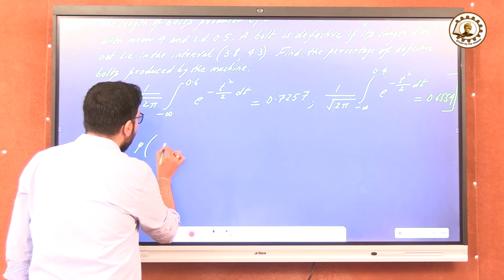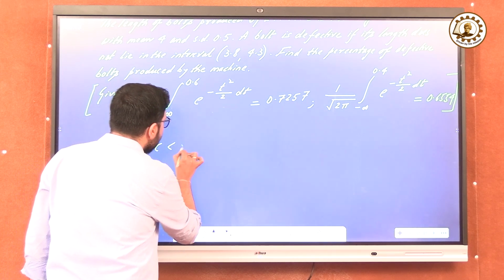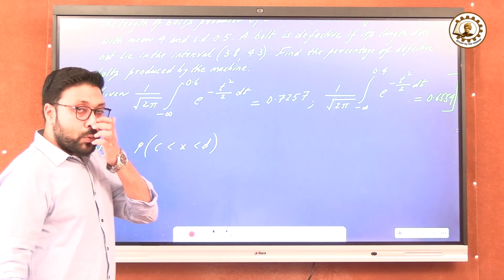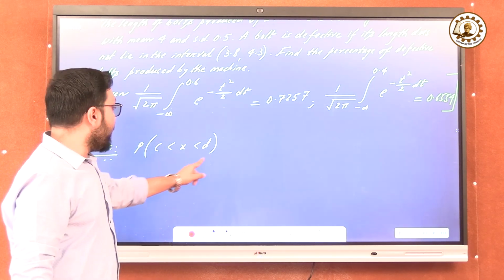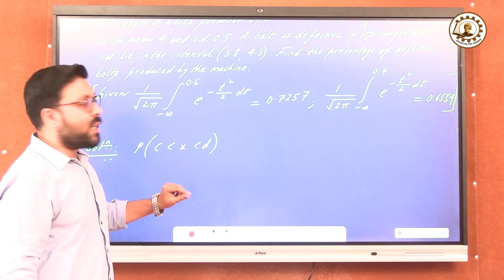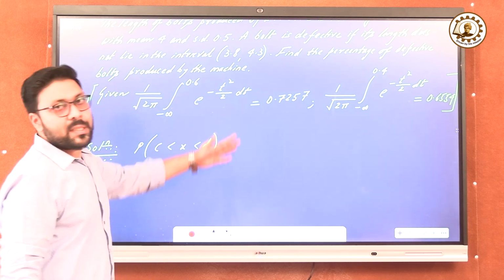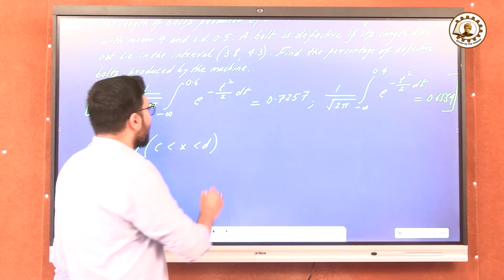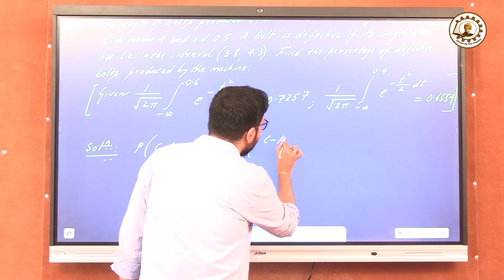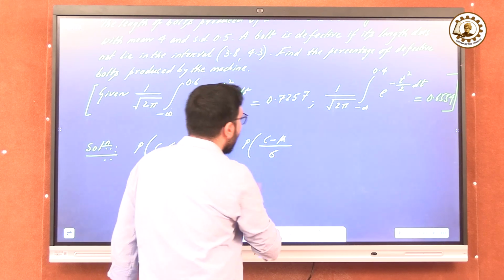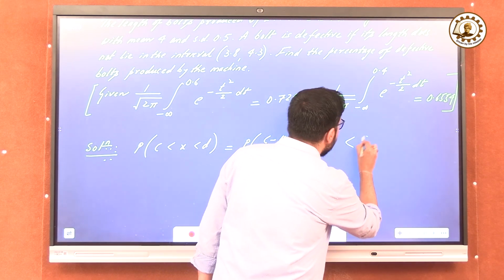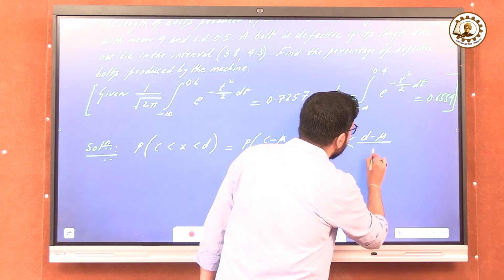So now, probability that C less than X less than D. Suppose here I am taking two different values which are C and D. So we need to change this C to its equivalent standardized value and D also to its standardized value. So how do we change it? You need to remember a formula here. It is C minus mu by sigma, and here as well it is Z, and D minus mu by sigma.